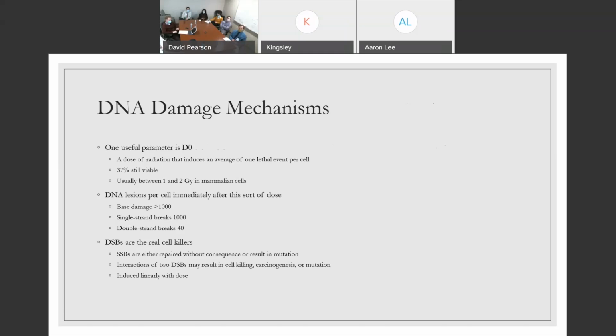DNA lesions per cell immediately after this sort of dose. This 1,000 to 40 ratio between single strand breaks and double strand breaks is a good number to remember. And as we focus our discussion a little further from here, these double strand breaks are the real killers, because there's no way for the cell to know for sure what was there if there's no reference on the other side of the DNA.